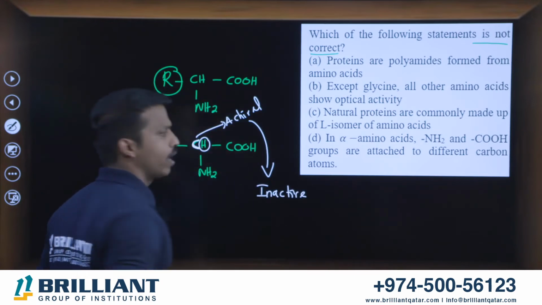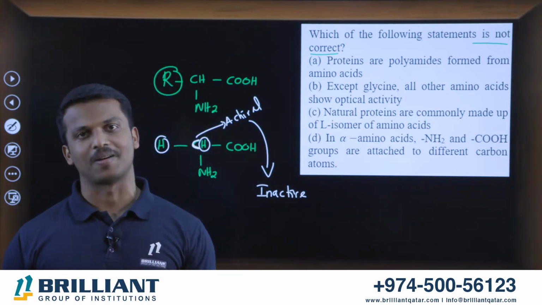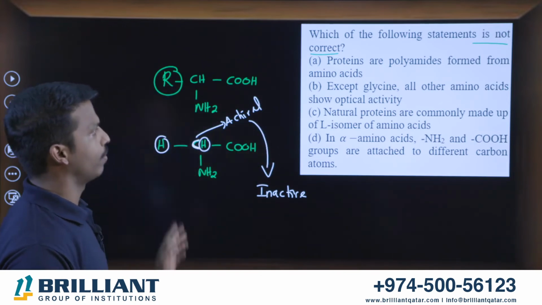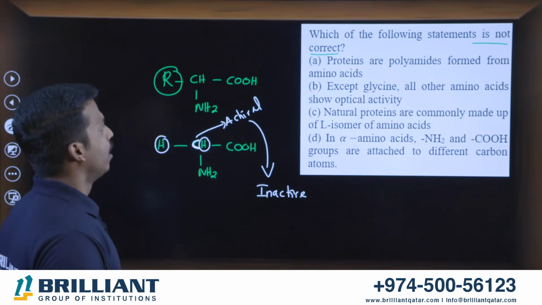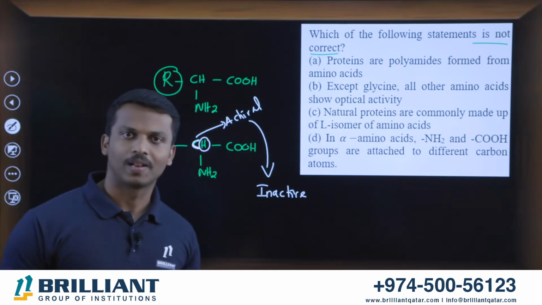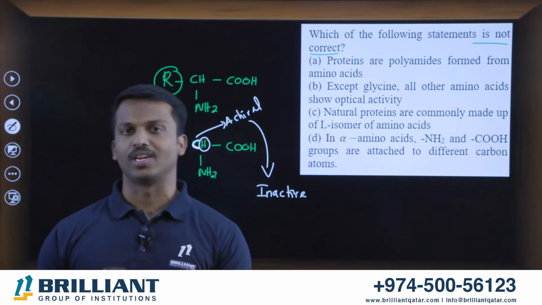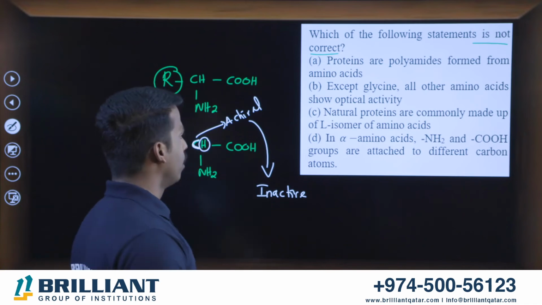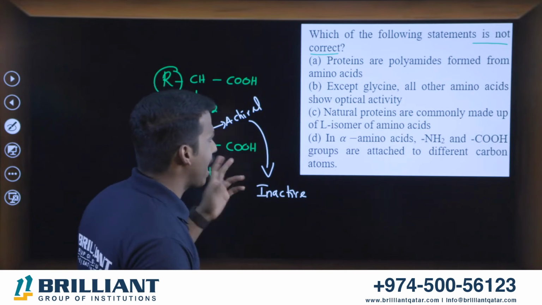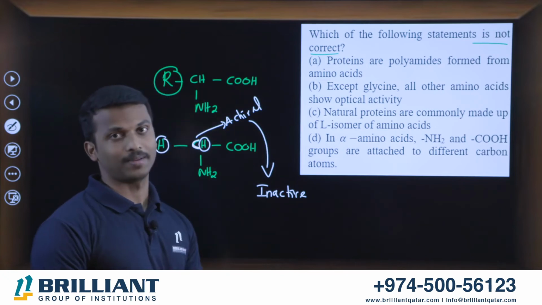What about other naturally occurring amino acids? All of them contain at least one chiral carbon. All are optically active. So this is a correct statement: except glycine, all other amino acids show optical activity. Natural proteins are commonly made up of L isomers of amino acids. Last class also we discussed, naturally occurring amino acids have L configuration. Correct statement. So option D is the only possible answer, because the question is which is not correct. In an alpha amino acid, the NH2 and COOH groups are attached to different carbon atoms. No, dear all of you.